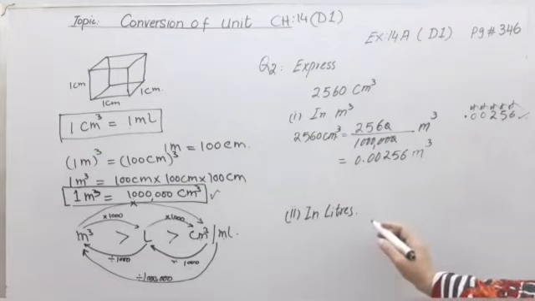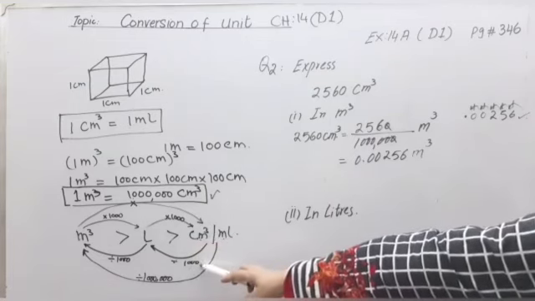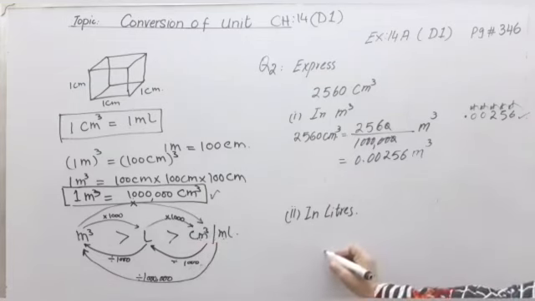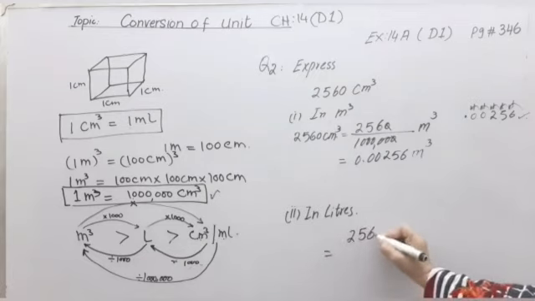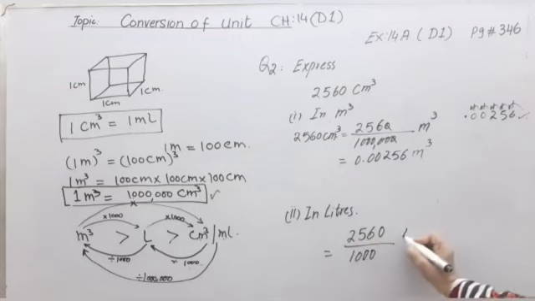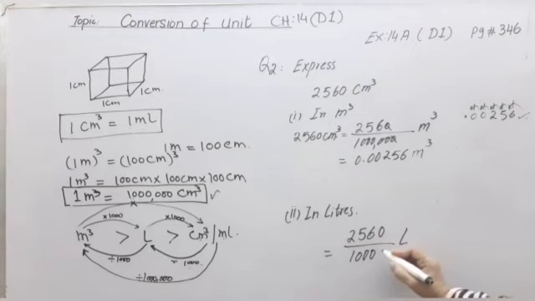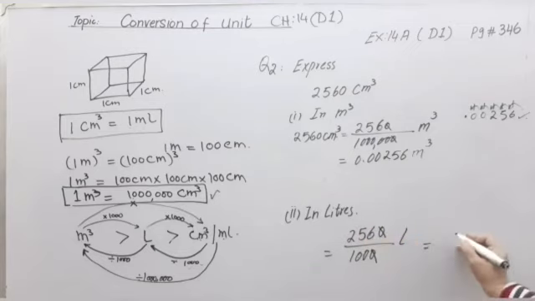And in liters, in the same way, when we convert cubic centimeter into liter, we just need to divide it by 1000. So we have the amount 2560 divided by just 1000, we write it and change its unit. Now I divide this and we get 2, and after 2 we put our point here, and in this way we have 2.56 liter as our answer.